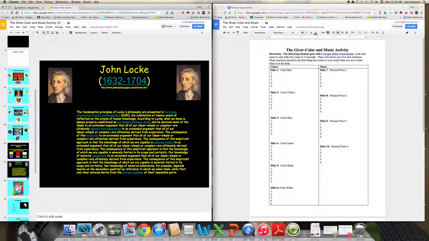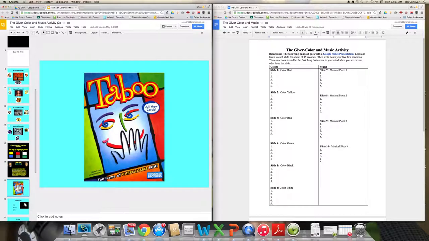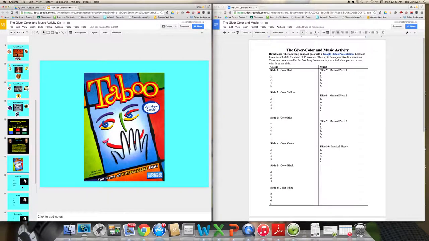So when we go through that, after we do that, of course, you can play a little taboo with them, because that's kind of the whole concept behind it.